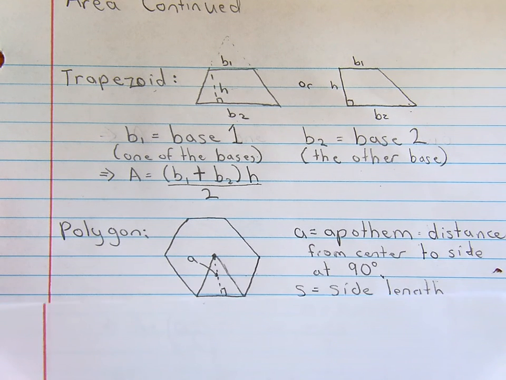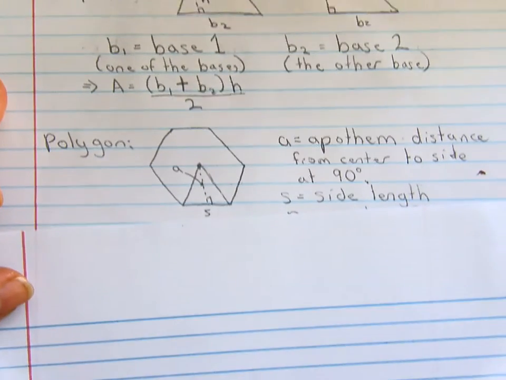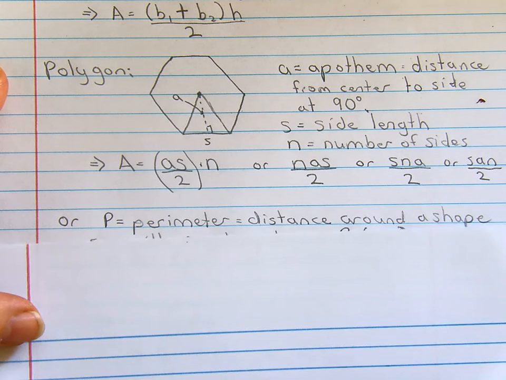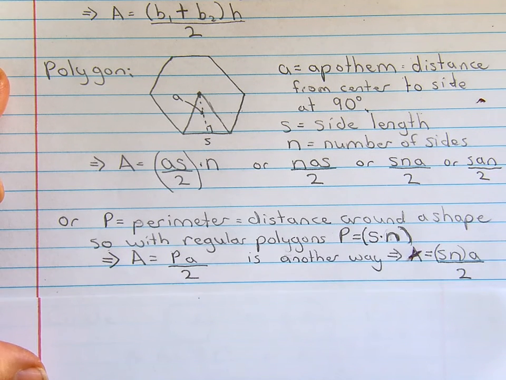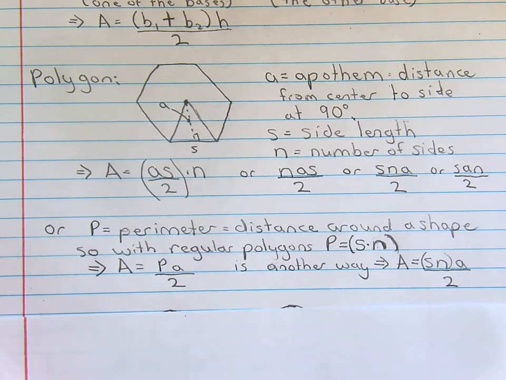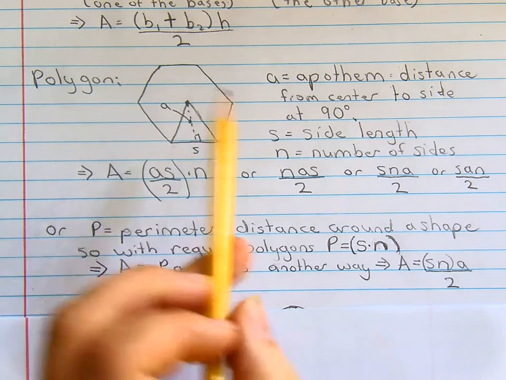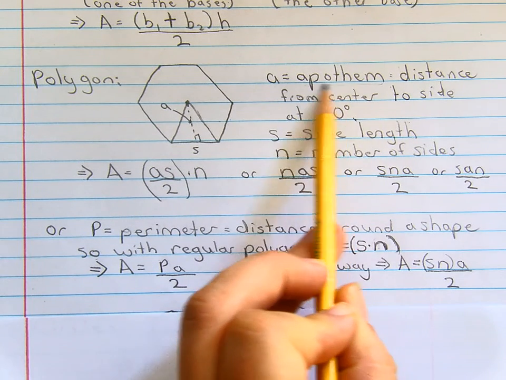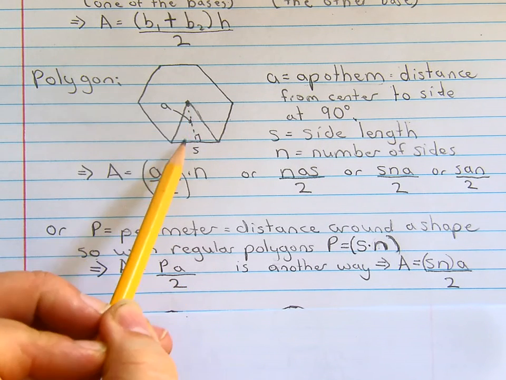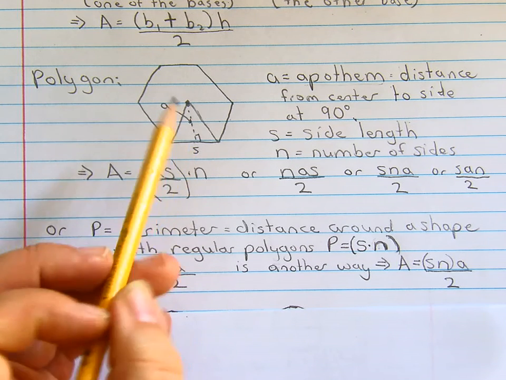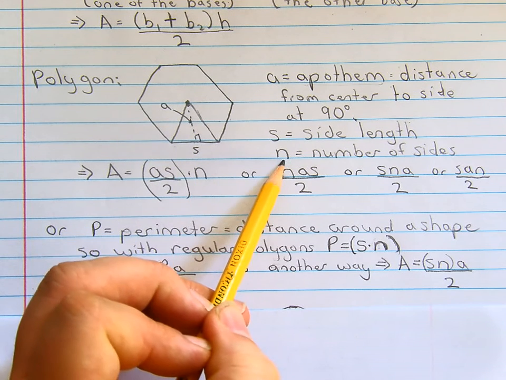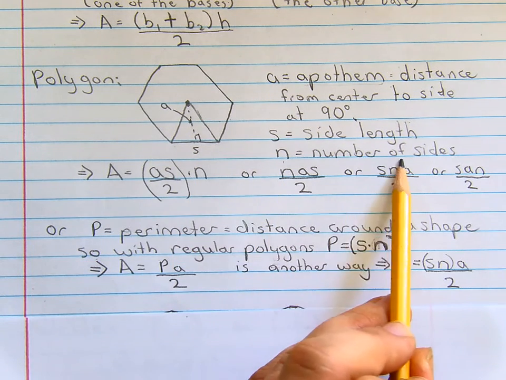Okay, next is the polygon. We're going to move up. So the polygon has quite a few different pieces to it. And what we have here is an introduction to a word called the apothem. The apothem is the distance from the center to the side at a 90-degree angle. And also we have our traditional S side length, and then also N is a new variable to represent the number of sides.